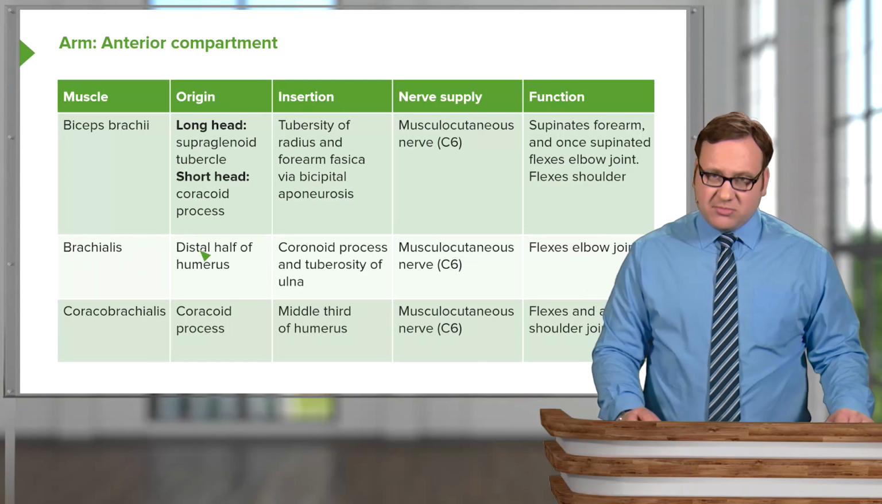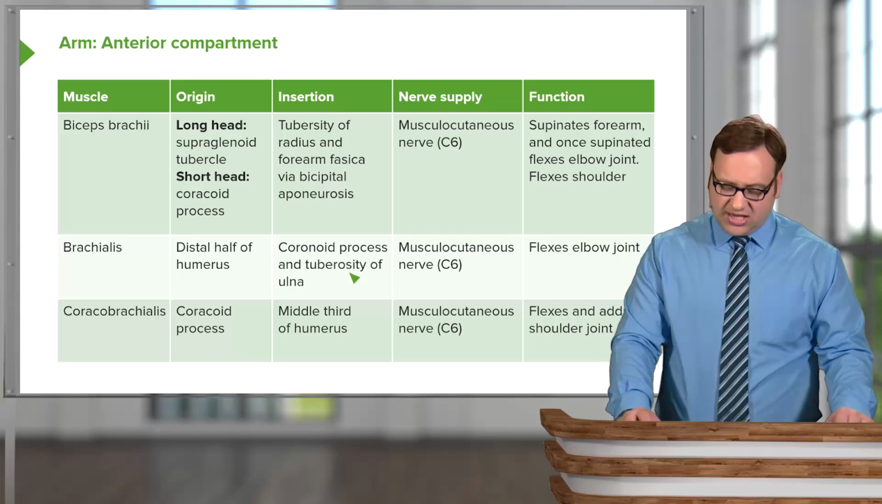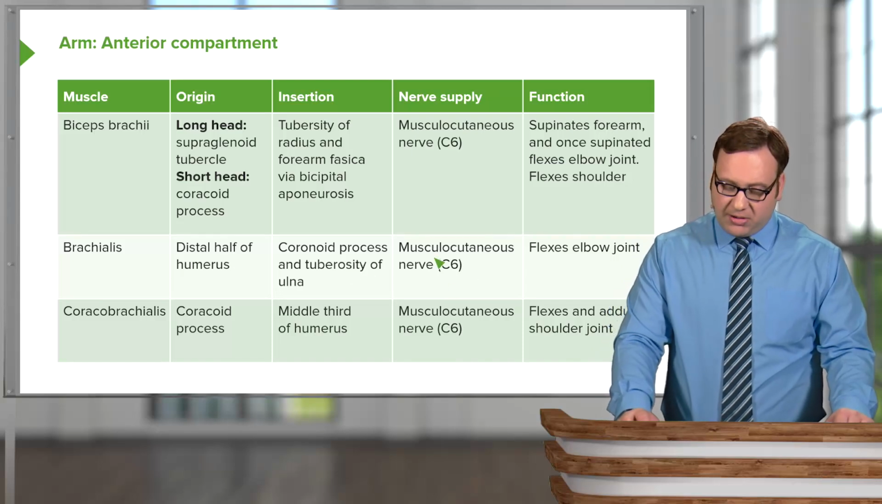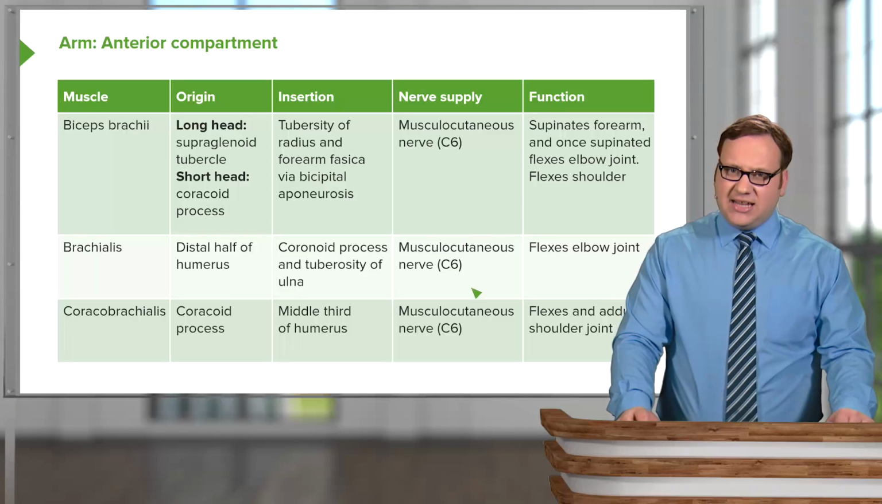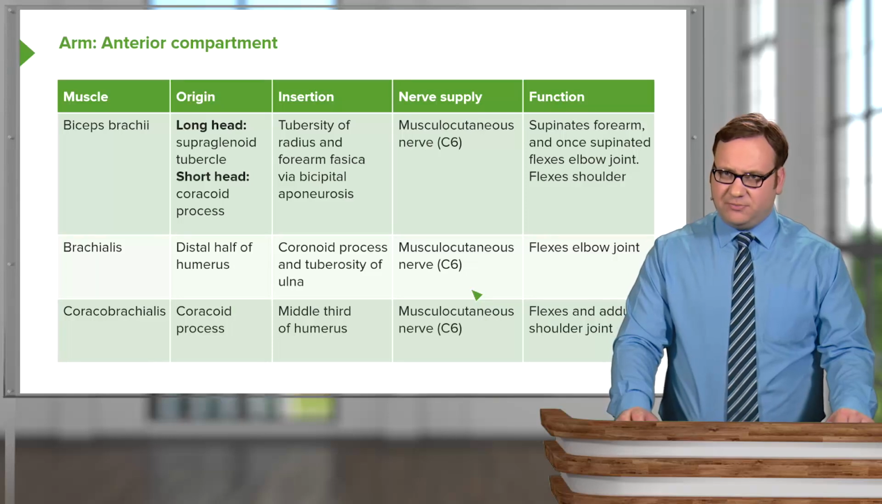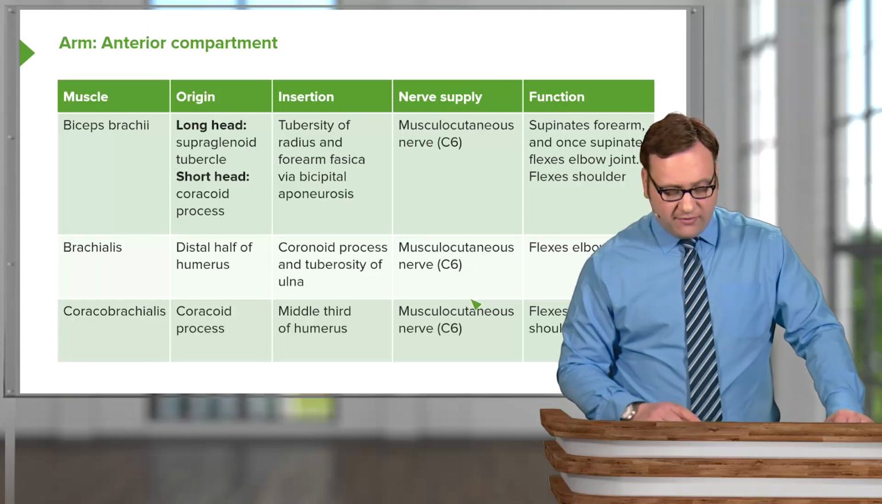Brachialis, as I mentioned, comes from the distal half of the humerus, and it attaches to the coronoid process and tuberosity of the ulna. It is also supplied by the musculocutaneous nerve, and it flexes the elbow joint. What you'll notice is that the muscles in the anterior compartment of the arm are all supplied by the same nerve, the musculocutaneous nerve. That terminal branch coming from the lateral cord of the brachial plexus gives rise to the musculocutaneous nerve that supplies the muscles in the anterior compartment of the arm.